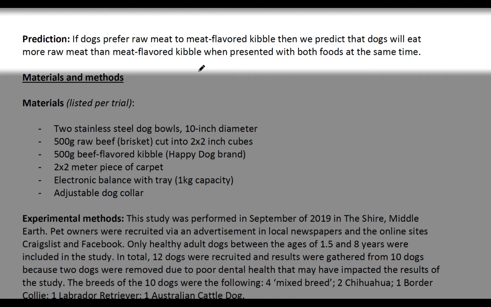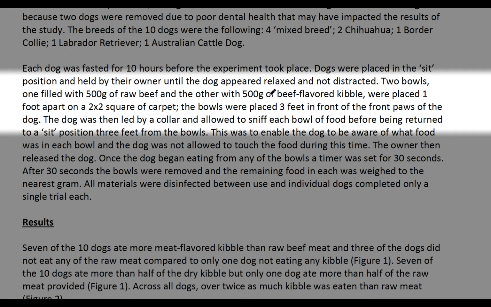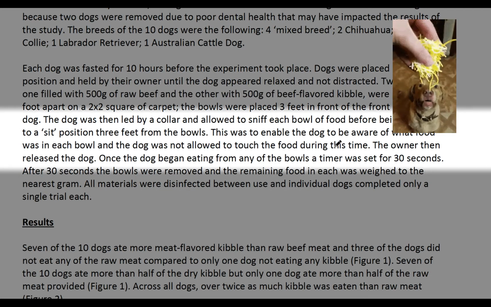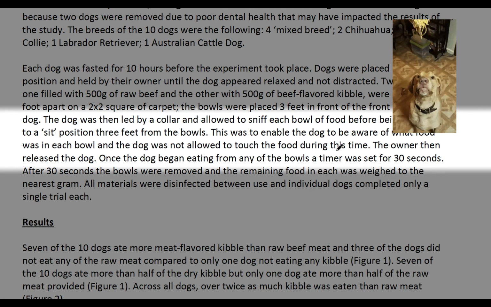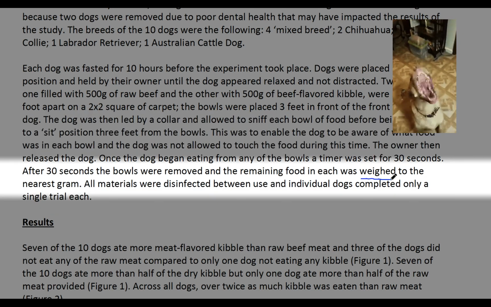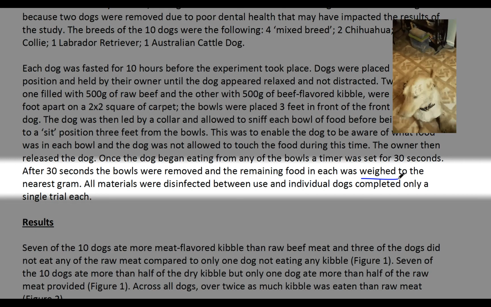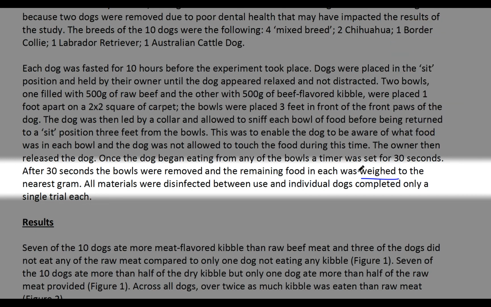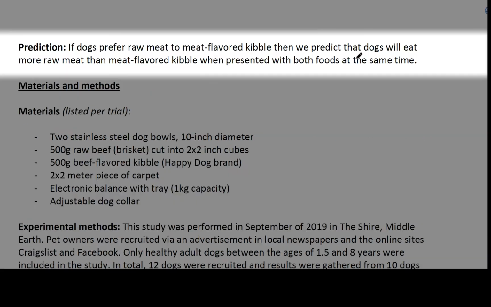Your prediction is where you state what you think you are going to see in your actual experiment if your hypothesis is true. Now, there are many ways of testing the same hypothesis. Make your prediction match the methods. So the methods are going to give dogs some bowls of food, beef flavored kibble, and then some raw beef. And you're going to give the dog some time to eat the food. And then the results that you're going to collect are going to be weight of the food remaining. So this is the data or the results that you want to present in your prediction. So your prediction is going to talk about amount eaten.